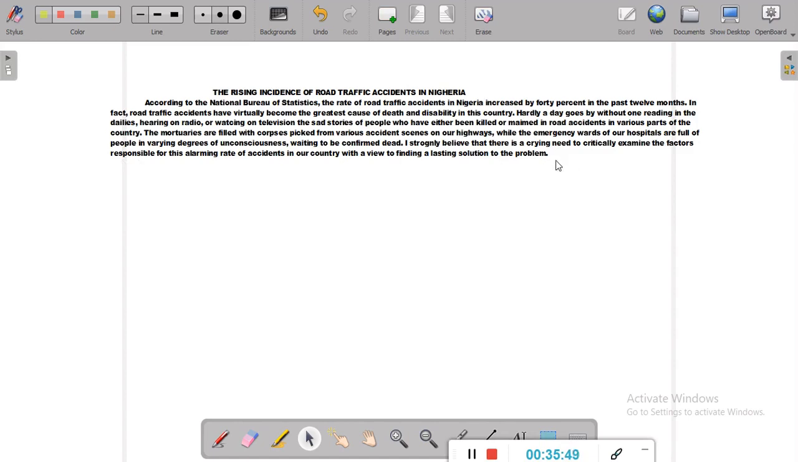Now, what the thesis does is that it narrows the scope of the topic to a particular perspective. We are discussing the topic from a given angle. Some people may want to dwell on the effects of the accident. Some may dwell only on the factors or the causes. Some may dwell on the remedies. But here we have decided to talk about the causes and the remedies. So that is essentially our thesis. And with our thesis, then we are done with our first paragraph.